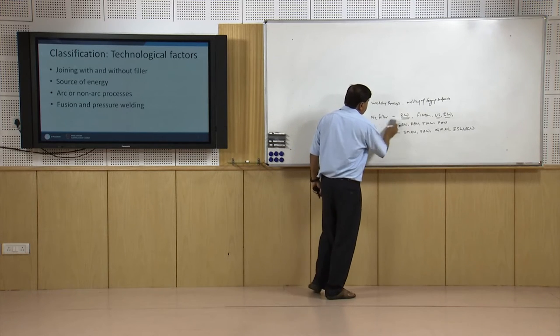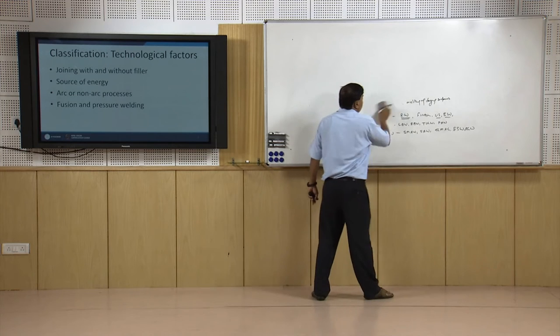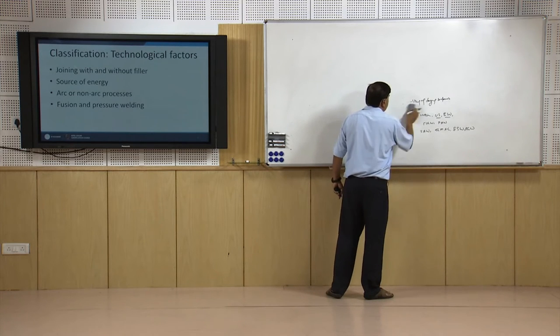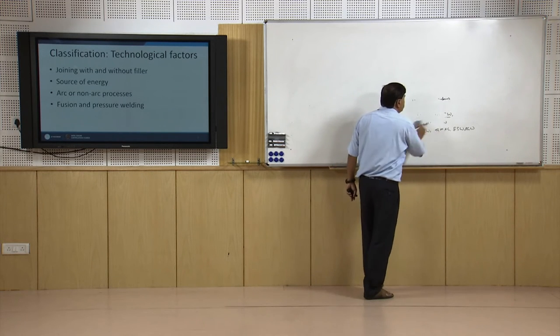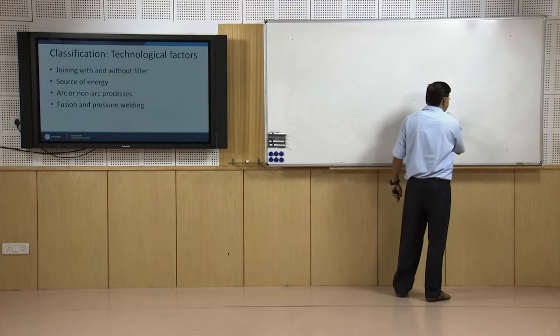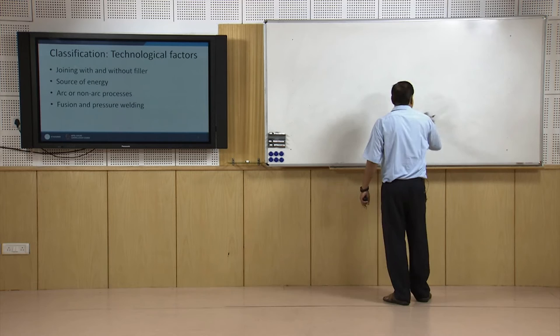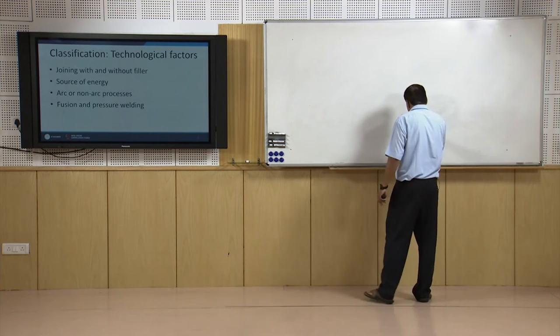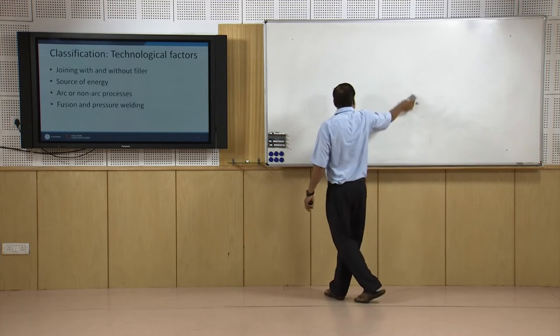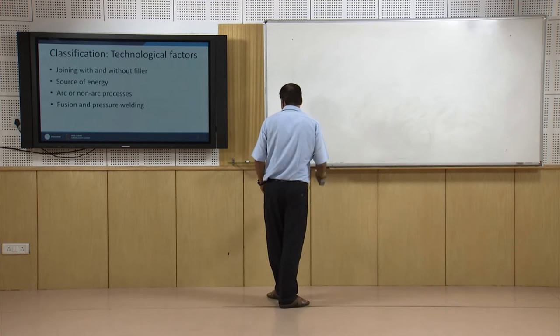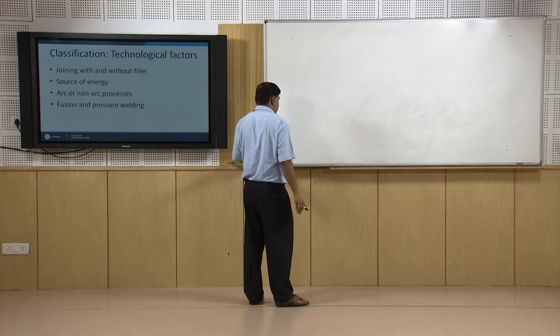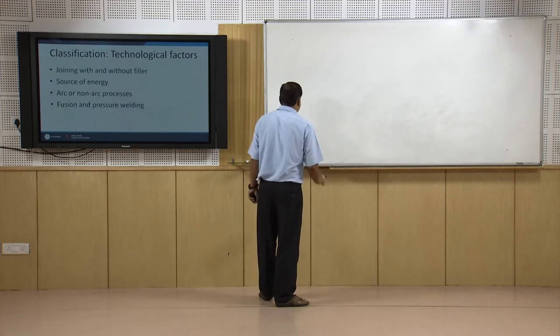If you see this, the classification is especially problematic in respect of the autogenous weld, wherein gas welding used to be known as the autogenous welding process, but the subsequent development of laser beam welding and electron beam welding was also capable of doing the same thing. So this led to confusion over it.